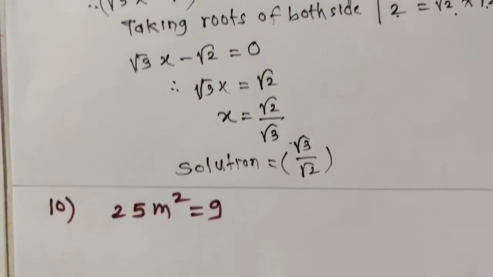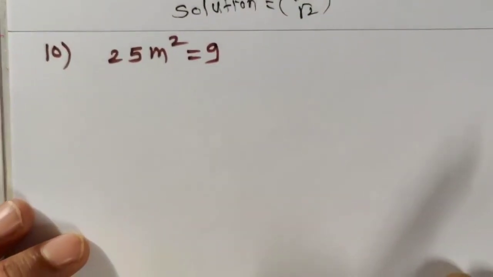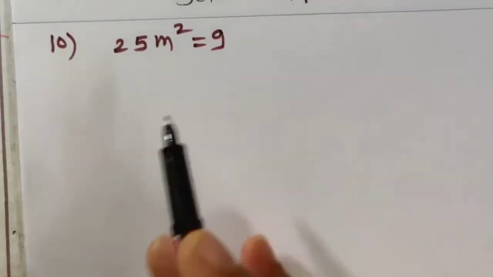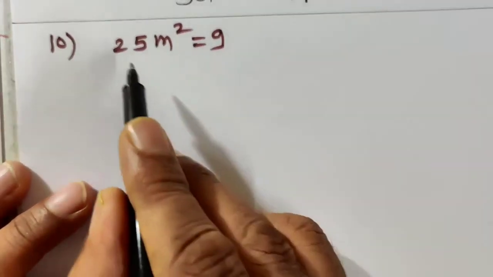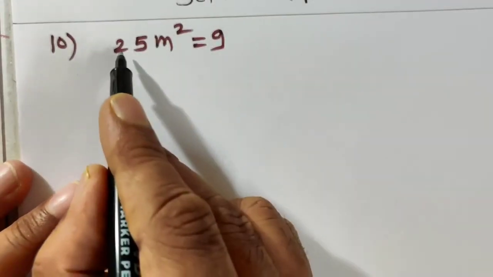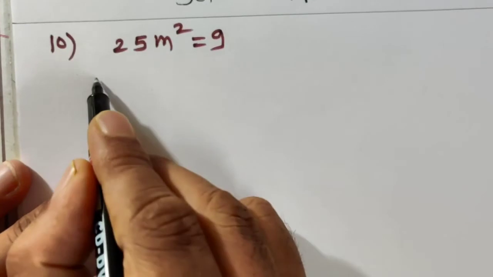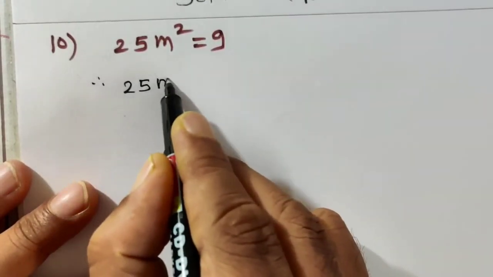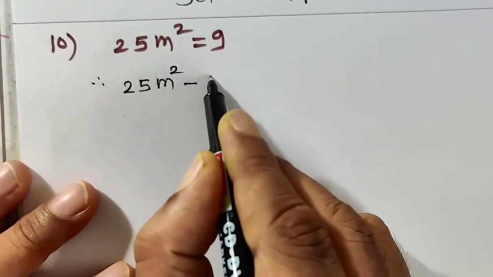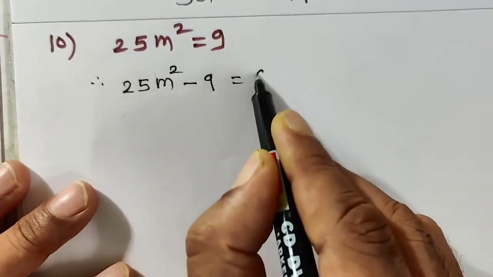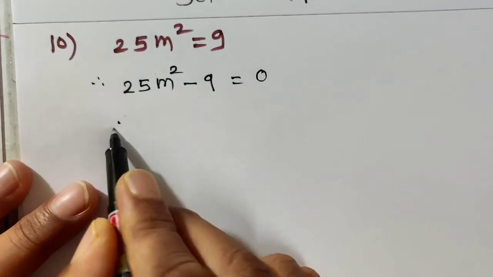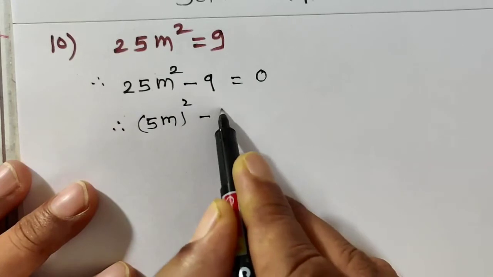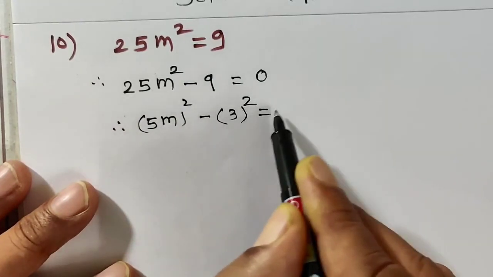Let us see this 10th sum from practice set 2.2. Here it is binomial, but if we observe, it is a complete square. So whenever both are complete squares, write in the standard form: 25m square minus 9 is equal to 0. This is the square of 5m, bracket square, and this is the square of 3, square is equal to 0.